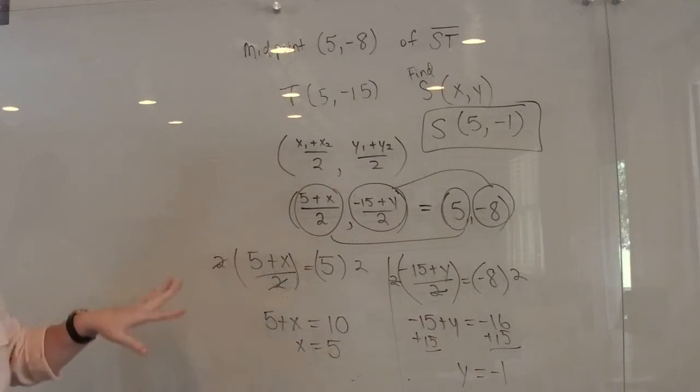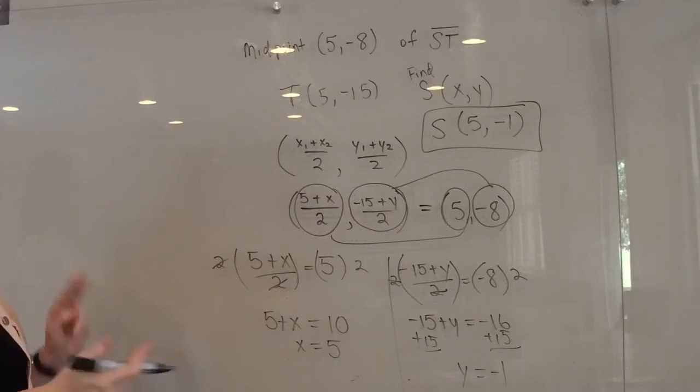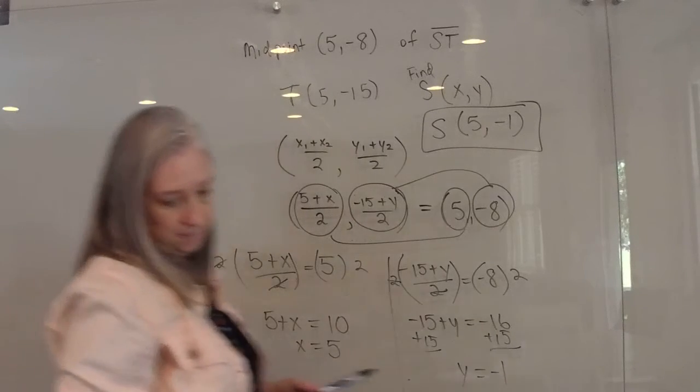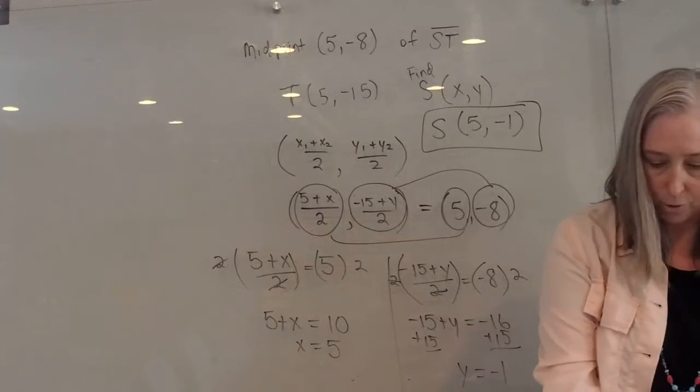Okay, so this is how you do it when you know one endpoint and you know the midpoint, but you're trying to find the other endpoint. Okay, that was all for 1.8. Let's go to 1.9.